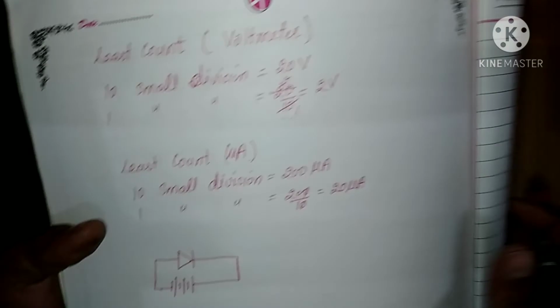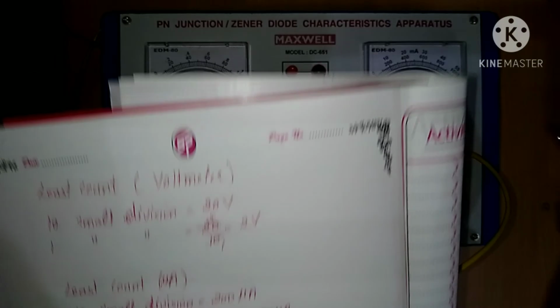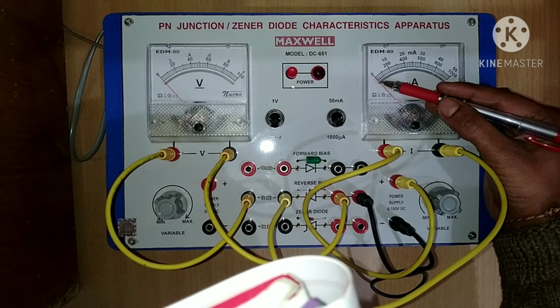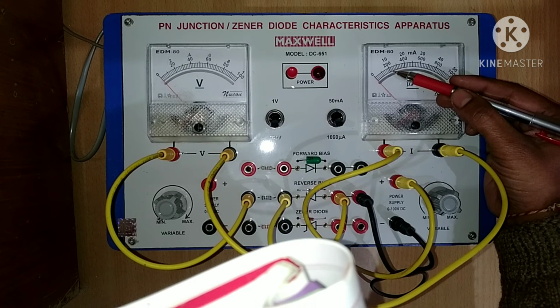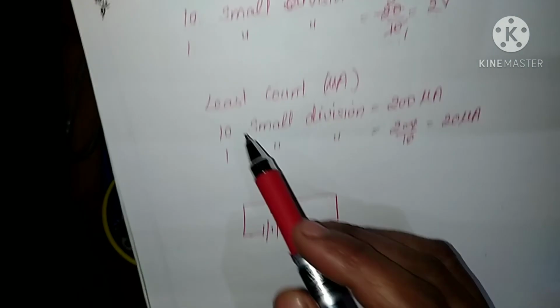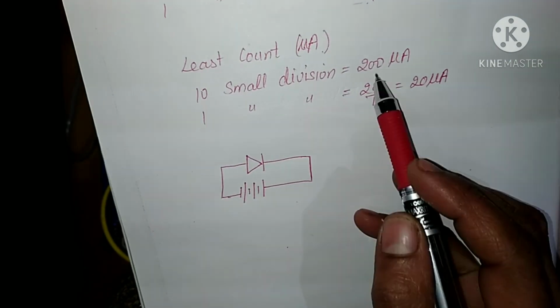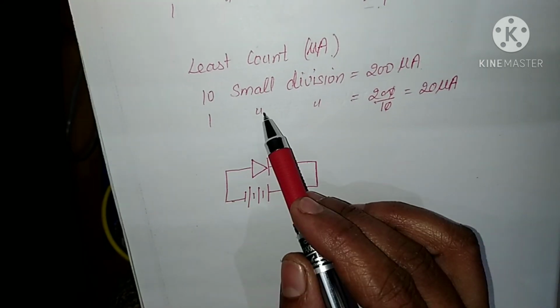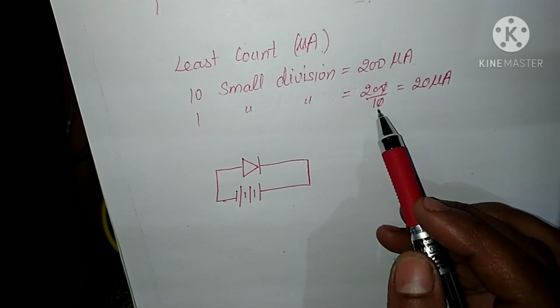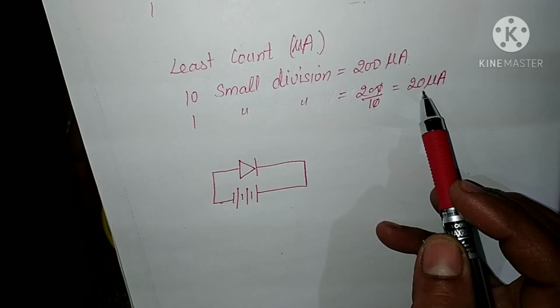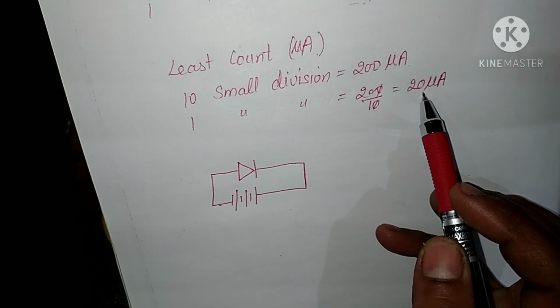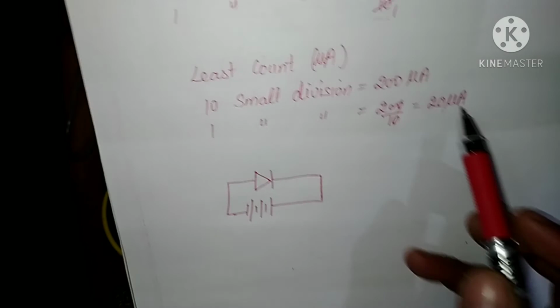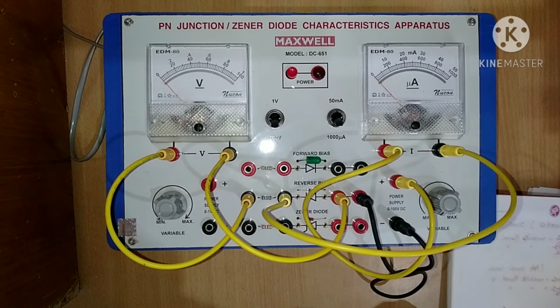And in the case of this microammeter, you have seen that 10 small divisions are equal to 200 microampere. So 1 small division is equal to 200 upon 10, which is equal to 20 microampere. So let's start.